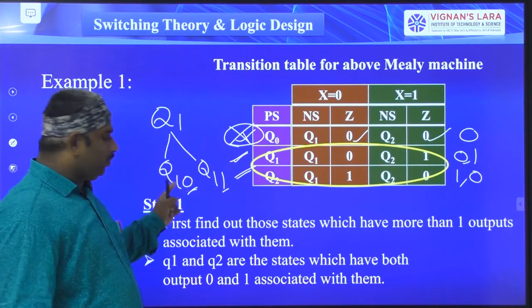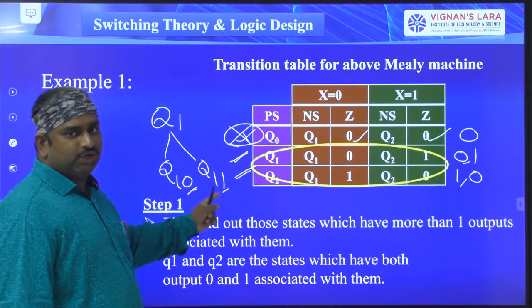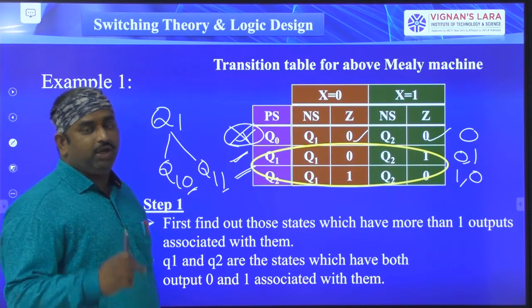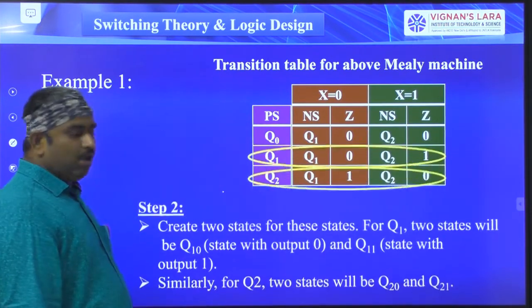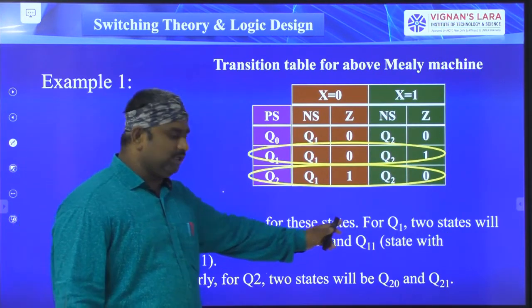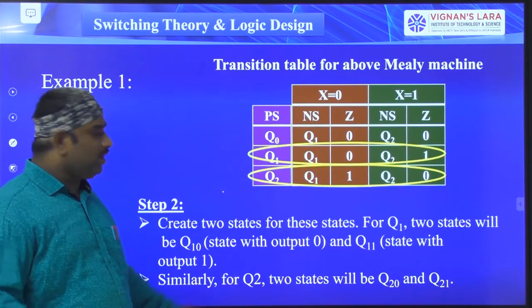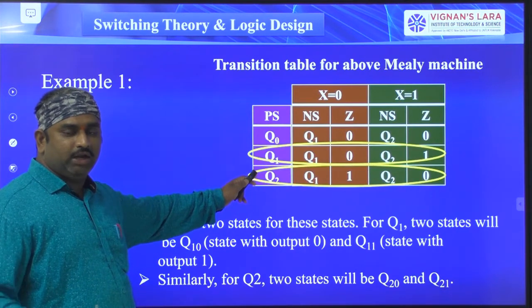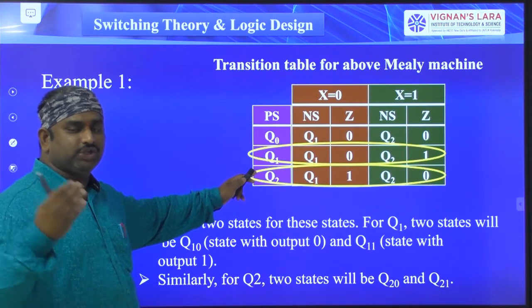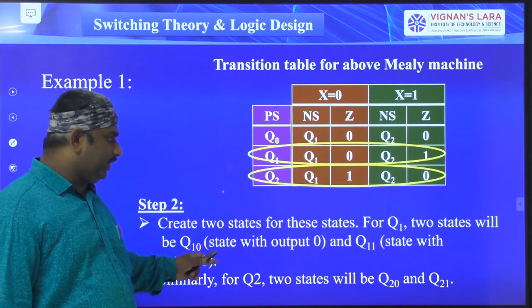If the output is 0, then the new state is Q1 0. If the output is 1, then the new state is Q1 1. These are the two new states available. Now coming to here, create two states for each of these states. So for each state you have to create two states. Totally you will get 4 states. These 4 new states we are going to write in the Mealy table.